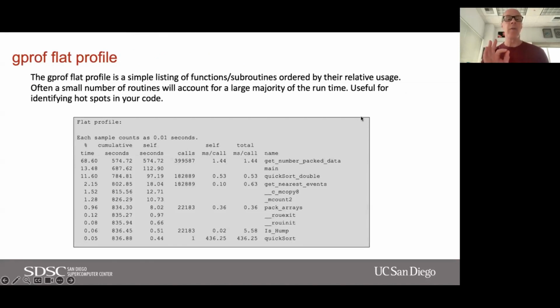I'm just going to go through a few more slides on gprof, and then I'll see if we have any questions. So the output from gprof is really, really easy to understand. There are two sections. The top part is what we call the flat profile. And this is just a listing from top to bottom of functions and subroutines ordered by their relative usage. In a lot of your applications, you're going to find that it's a small number of routines that account for the majority of the runtime. So this is a great way to identify those hot spots in your code.